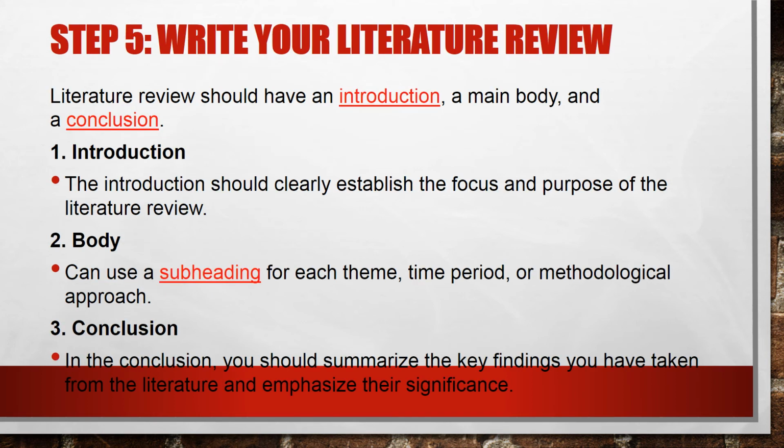Step 5. Write your literature review. A literature review should have an introduction, a main body, and a conclusion. Introduction: the introduction should clearly establish the focus and purpose of the literature review. Body: depending on the length of your literature review, you might want to divide the body into subsections. You can use a subheading for each theme, time period, or methodological approach. Conclusion: in the conclusion, you should summarize the key findings you have taken from the literature and emphasize their significance.